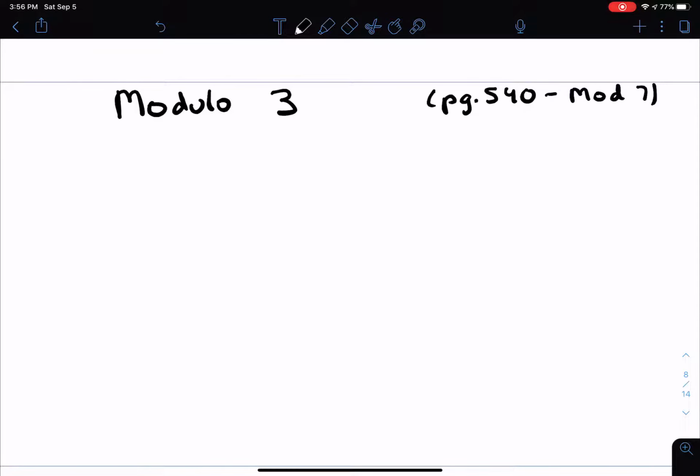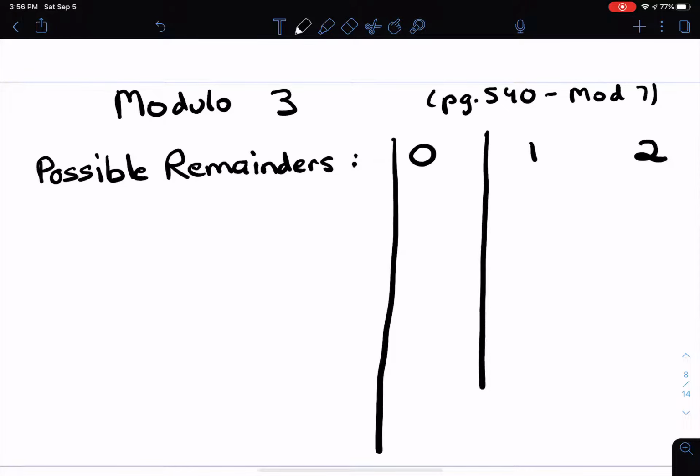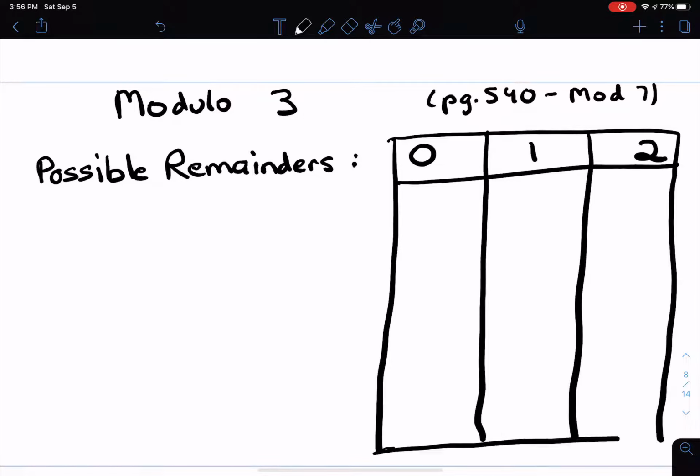Okay, so if you're dividing by 3, if your modulus is 3, your possible remainders are 0 up through 1 less than the modulus of 3. And when we talk remainders, we're talking nice whole numbers. So your possible remainders are 0, 1, or 2. I'm interested in making a chart with some of the numbers that would have those remainders. Not going to do all of them. And how about we start with 0?